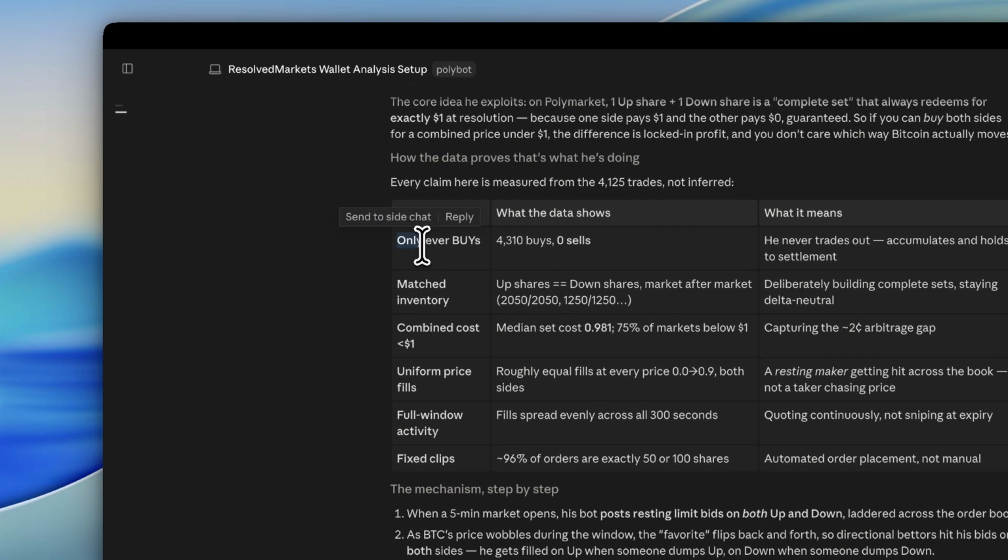So these are like some signature moves that he has. So first is, it only ever buys. It will always buy. It will never sell.